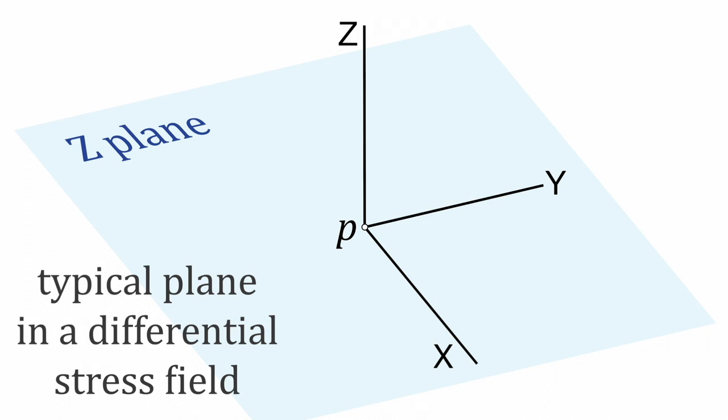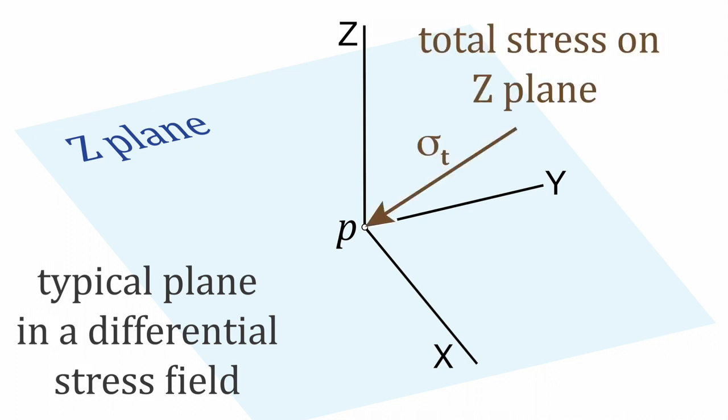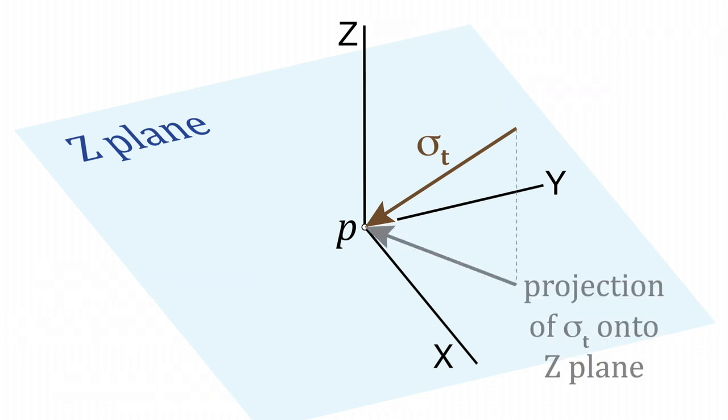Our thoughts today are going to be centered around a small volume of mass that is in a differential stress field, and how do we go about defining the stresses acting on any particular plane within that stress field. Most of the time, and the exception is when we're dealing with principal planes, the total stress acting on this arbitrary plane is going to be impinging upon that plane at an angle. What we need to do is work out the components of that total stress vector in this XYZ coordinate system.